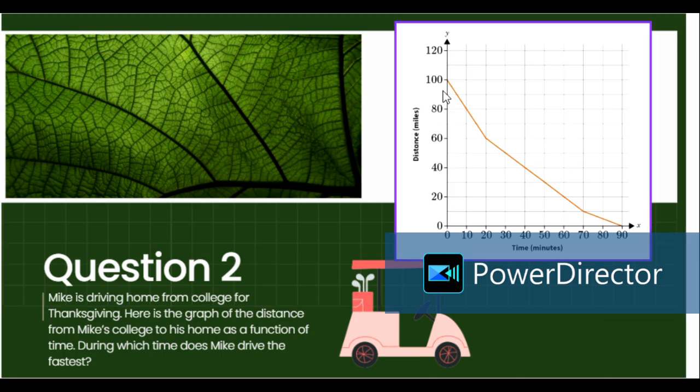Okay, the fastest is when the slope of the line is the steepest. And you can see he's slowing down the closer he gets to home. So he's traveling fastest during this section. So we need to look at the time and see when he's driving this speed. So from 0 minutes to 20 minutes.